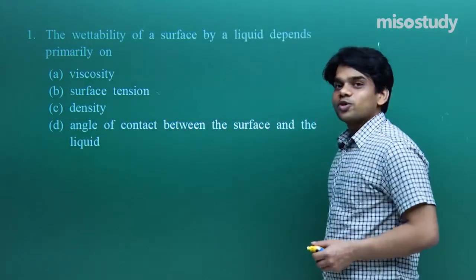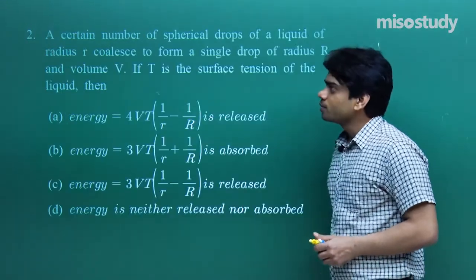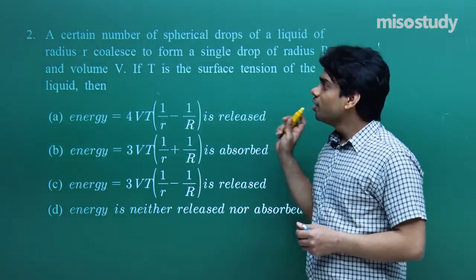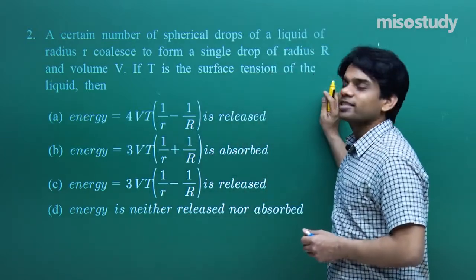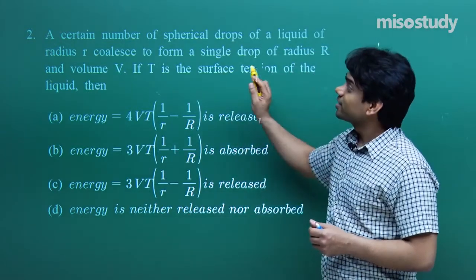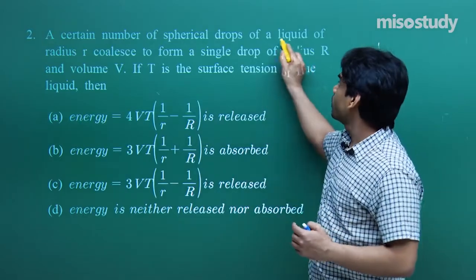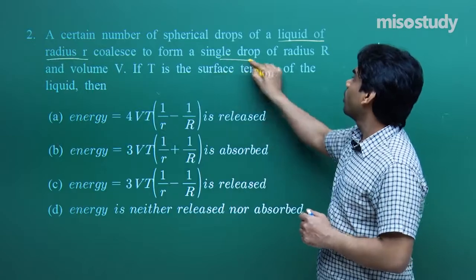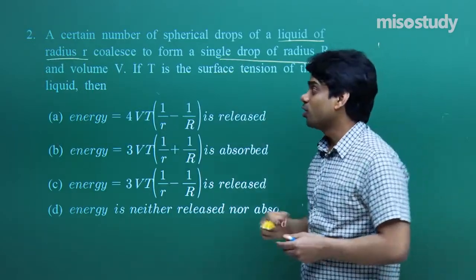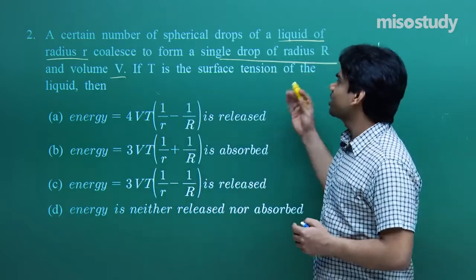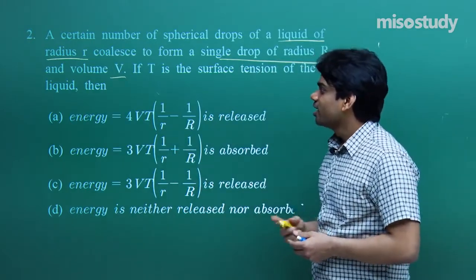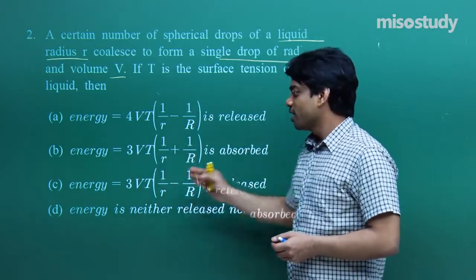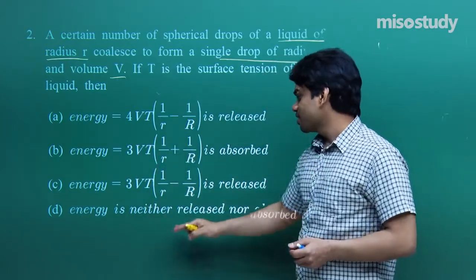Let's go ahead with the next question of the class. Question number 2. A certain number of spherical drops of a liquid of radius r coalesce to form a single drop of radius capital R. You have n number of drops of liquid of radius r, they form a single drop of radius capital R, and its volume is given as V. If T is the surface tension of the liquid, then energy this much is released, energy this much is absorbed, energy this much is released, or energy is neither released nor absorbed.